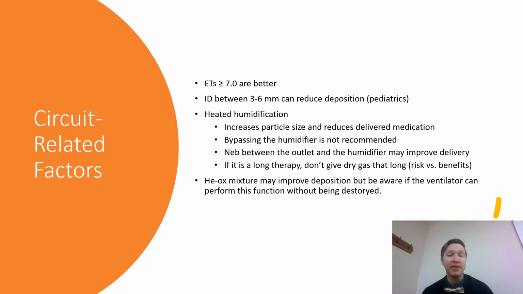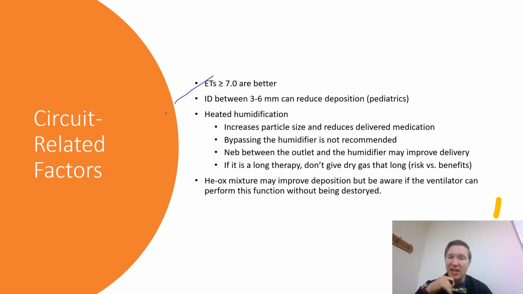What about things about the ventilator circuit? So the ventilator circuit, the first one on here is an ET tube. So we want to look at ET tubes for an adult patient. Greater than 7 are better. So the smaller the tube, the harder it is to get gas to flow through it, right? That's Poiseuille's law. The smaller the radius, the more it resists flow and increases the amount of pressure it takes to deliver the same gas.